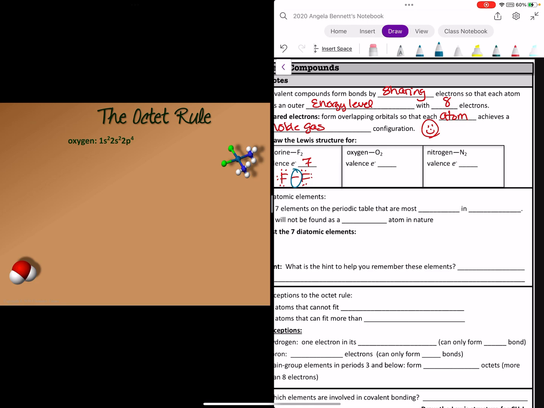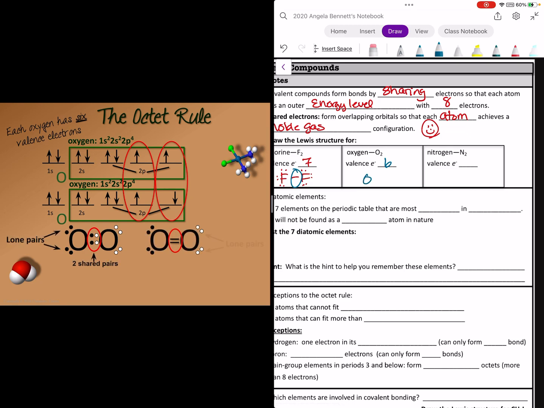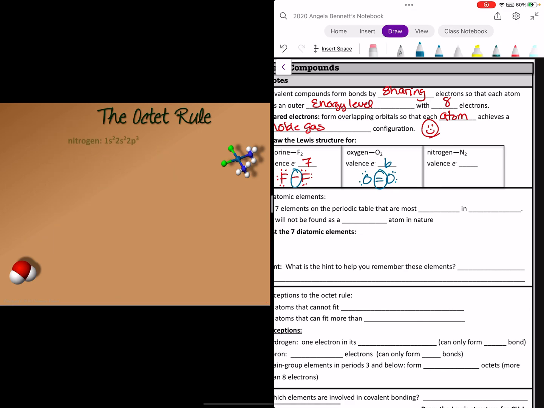For oxygen, in group 6, it has 6 valence electrons, and it's 1s2, 2s2, 2p4. When we look at the orbital notation, we can see exactly where there's going to be overlap. Since there are only 2 atoms, they are going to have a double bond. So it's oxygen double bonded to another oxygen, and each one has 2 sets of lone pairs. The double bond is written as 2 lines instead of 4 dots because it represents electrons that are shared.